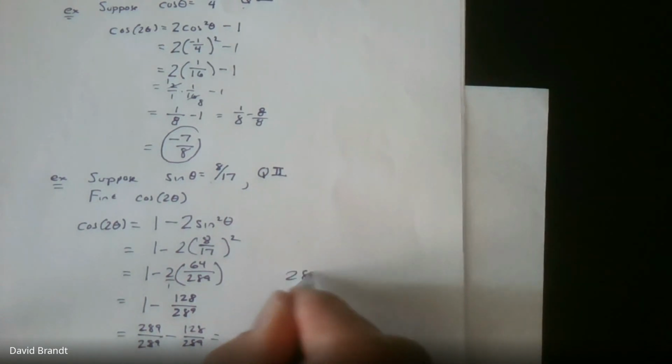Now, common denominators. You could use a calculator, but it's not that hard. Just rewrite 1 as 289 over 289. Now you have common denominators. And when you subtract, what's 128 minus 289? I'm sorry, 289 minus 128. I think that's 161. So it's 161 over 289. And that's how you use the cosine of 2 theta formula.